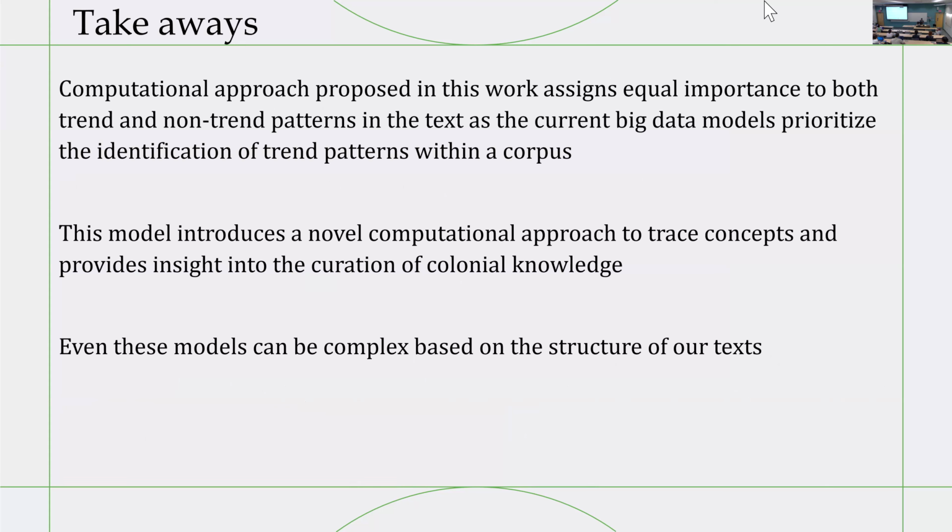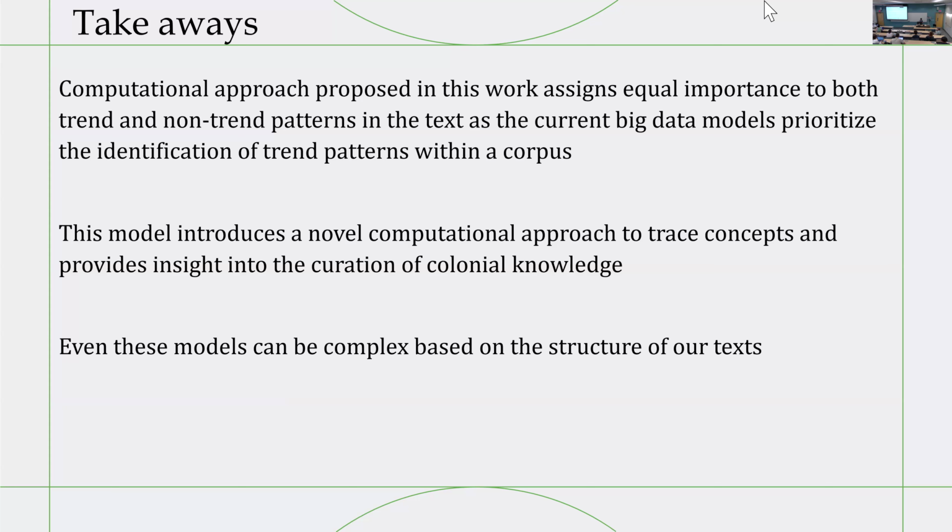So my takeaways from this experiment are something like this. Big data models always focus on the trend patterns, but I tried to provide both trend and non-pattern models. So how can we use this for this kind of non-standard corpus? Second, there are a lot of takeaways for me based on the trial and errors and experiments, and I tried to provide only a few here. There are many challenges as well, because not all the texts are equally formatted. So that is also one of the challenges.